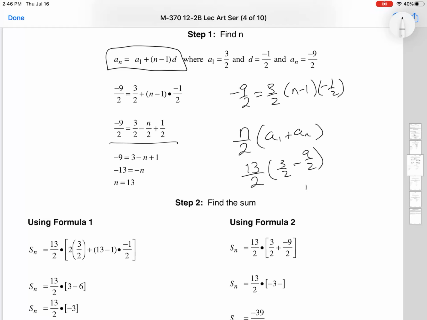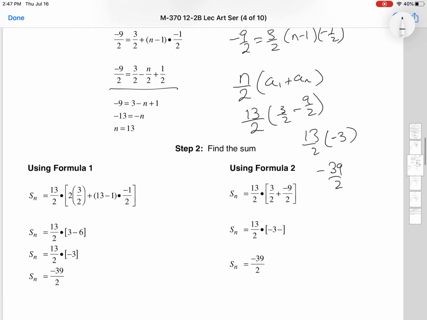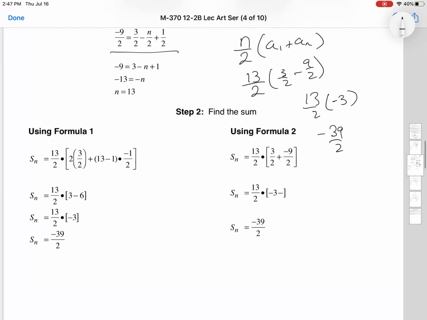So that's 13 halves times, well, that's negative 6 halves, or negative 3. And so what do we get? We get negative 39 halves. That's a great way to end it, and that's what you get no matter if you use Formula 1 or Formula 2.